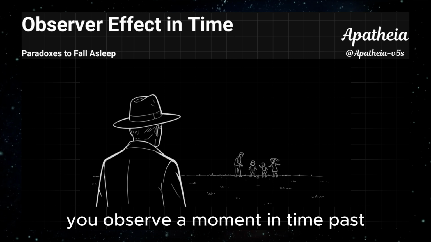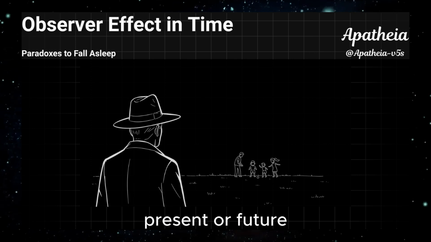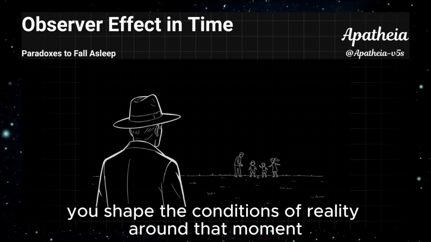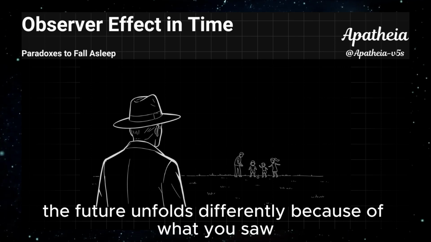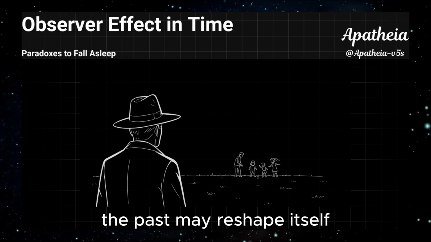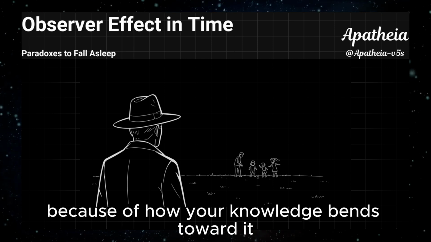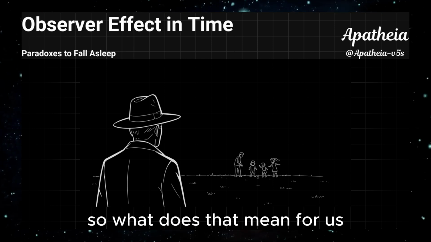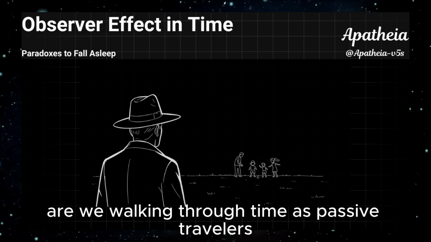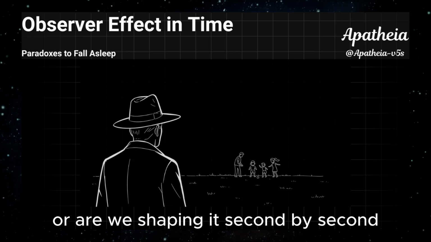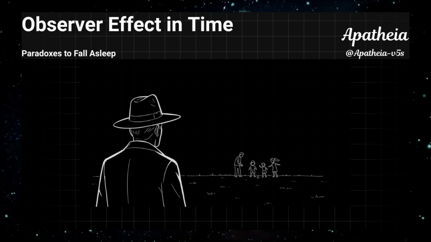The moment you observe a moment in time, past, present, or future, you shape the conditions of reality around that moment. The future unfolds differently because of what you saw. The past may reshape itself because of how your knowledge bends toward it. So what does that mean for us? Are we walking through time as passive travelers? Or are we shaping it second by second just by perceiving it?